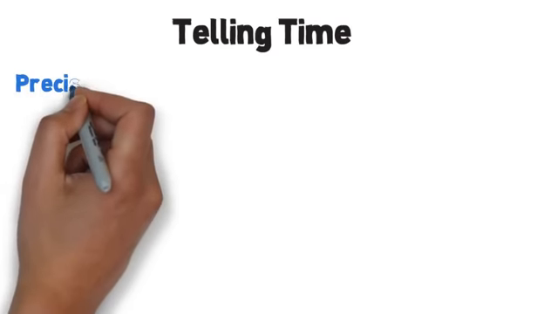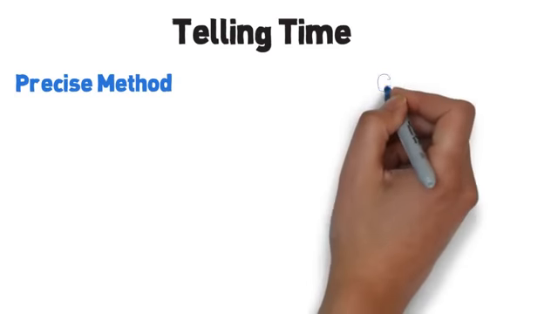Today's topic is telling time. The good news is that you already know most of the vocabulary you will need to do this. You know all of the numbers between 1 and 60, so you're more than halfway there already.